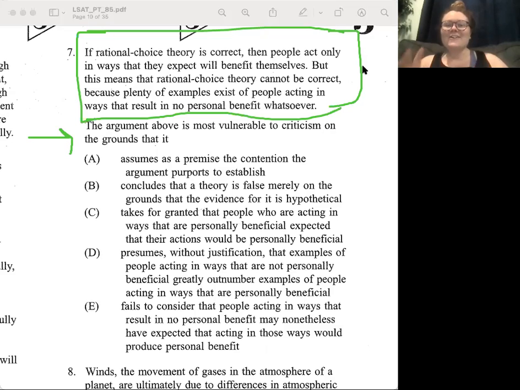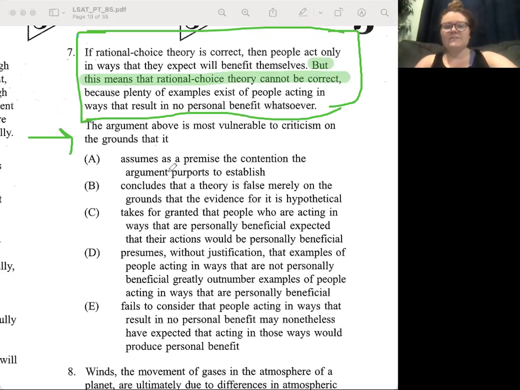So if it's an argument, which 90% of the stimuluses are, I want to find my conclusion first. So what would be the conclusion of this argument? But this means that rational choice theory cannot be correct. Yes. So I find my conclusion and I just understand my reasoning. I'm saying that rational choice theory cannot be correct because there are examples of people acting in ways that have no personal benefit.